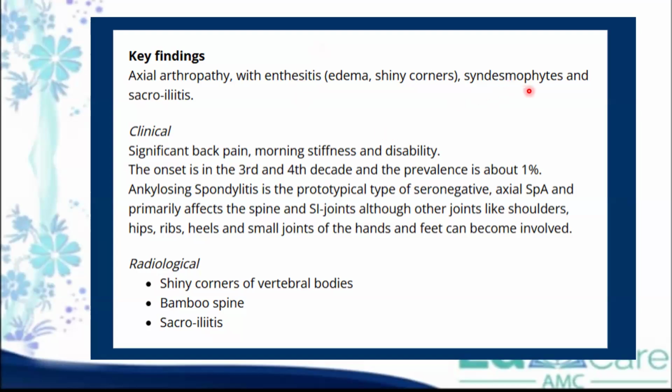Then you get syndesmophytes, which are bony protrusions, and these will fuse and cause fusion of the bones. And then there's also inflammation of the soft tissue around the sacroiliac joint. So sacroiliitis is one of the key features of ankylosing spondylitis, and it can be diagnosed.